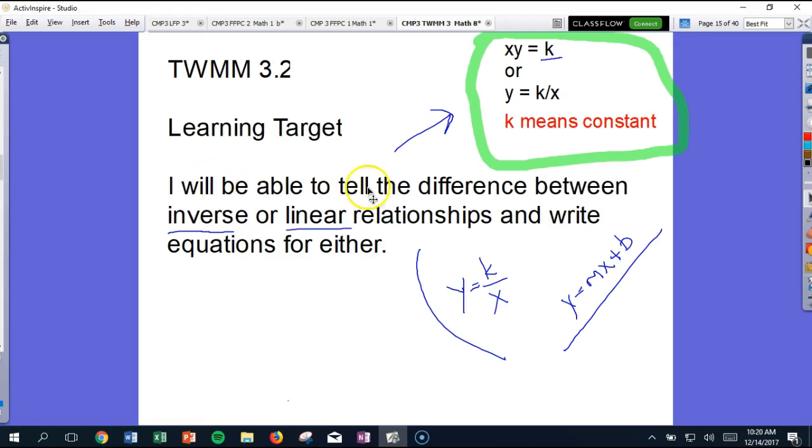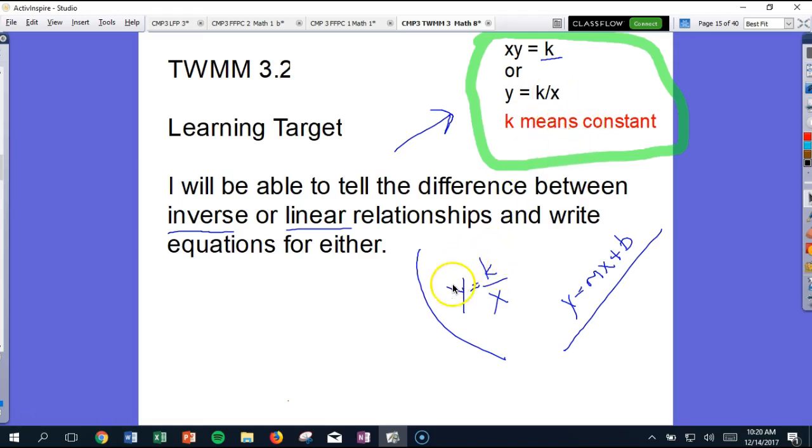Today's learning target: I'm going to be able to tell the difference between inverse and linear relationships and then write equations for either. To review from the end of 3.1, with our equations for inverse variation, k means constant, the number that's not going to change. Two ways to look at that are x times y equals k, similar to length times width equals area, or y equals k divided by x. In the length and width situation, that would mean width equals area divided by length. So k is constant.